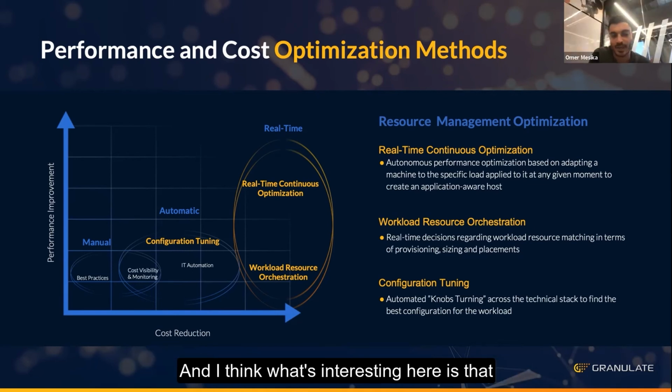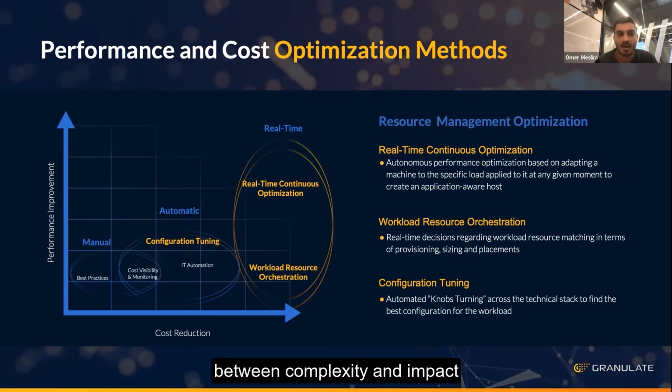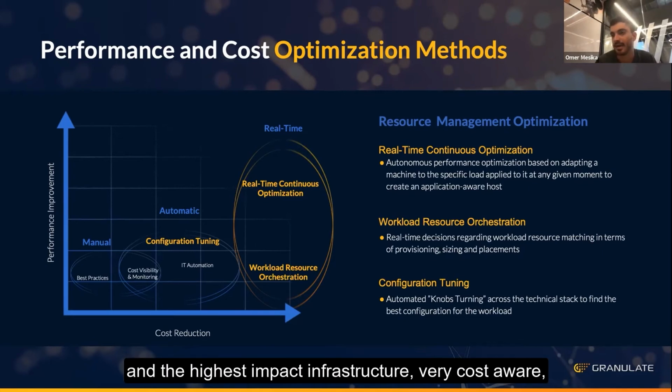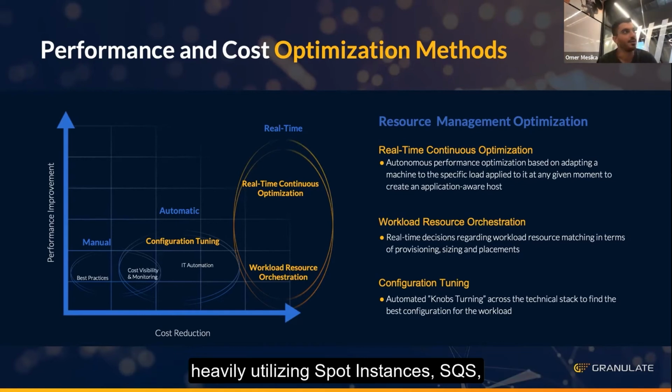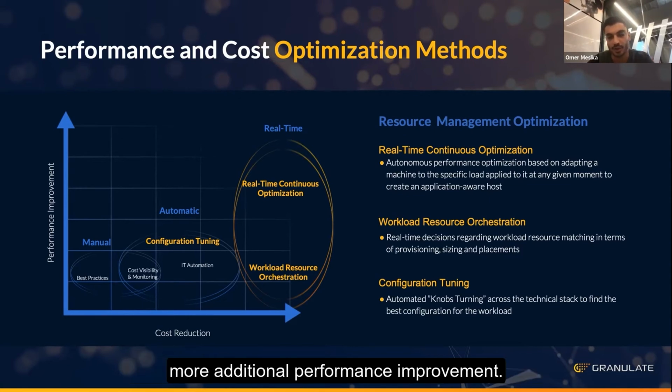I think what's interesting here is that MoEngage, in the spectrum you presented between complexity and impact, are really using the most complex and the highest impact infrastructure, very cost aware, heavily utilizing spot instances, SQS, top of the notch instances on AWS. What we want to discuss now is that after a company like MoEngage has really exhausted all it can on the cloud, in the solutions that allow it to reduce cost and optimize performance, which is very significant, what does it do if it still needs to squeeze more performance improvement? This is where other solutions come into place.